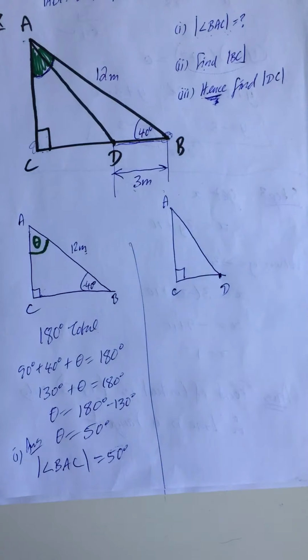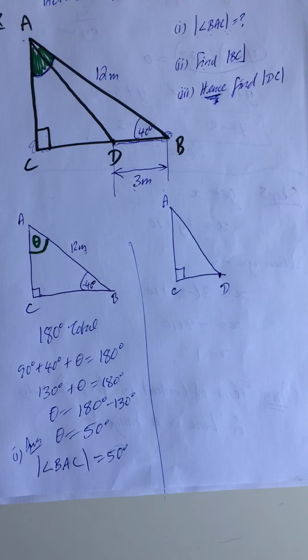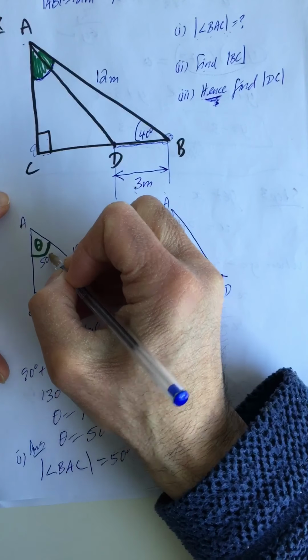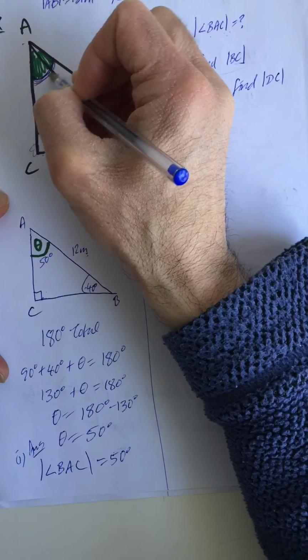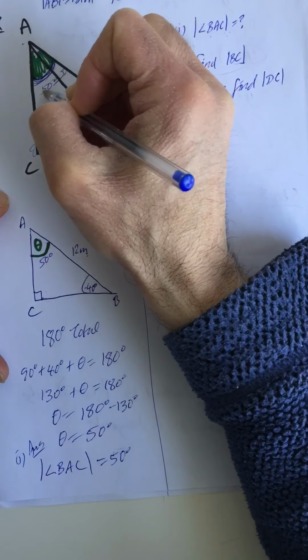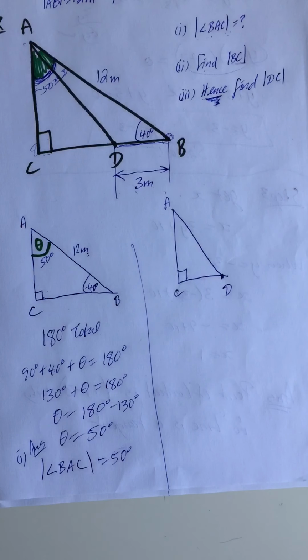Whenever you've got new information, you should update your picture. So we now know that this is 50 degrees here. We also know that this whole angle here is 50 degrees, the whole angle. Okay, cool. Now, the next thing is we have to find the distance from B to C.